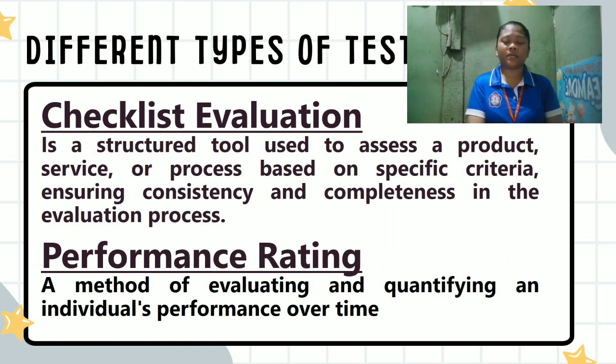So, for example, a grade 8 student is conducting an experiment on density. The teacher uses a checklist to evaluate if the student follows the correct procedure. So, for example, the first item on the teacher's checklist is "prepared all required materials." If the students prepared the required materials, the teacher will mark it with a check.